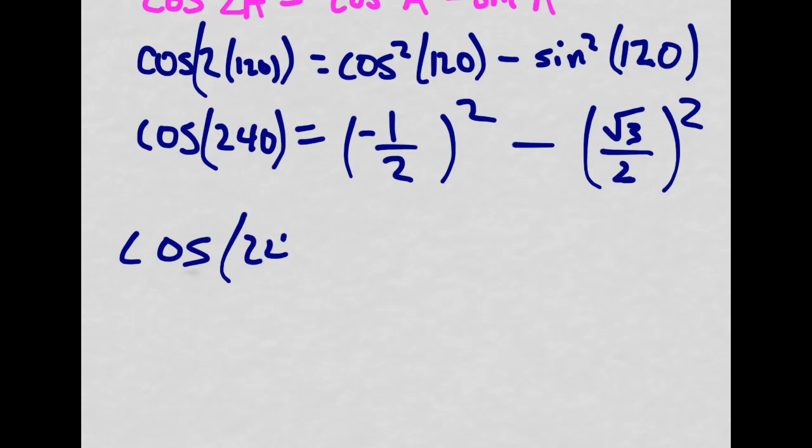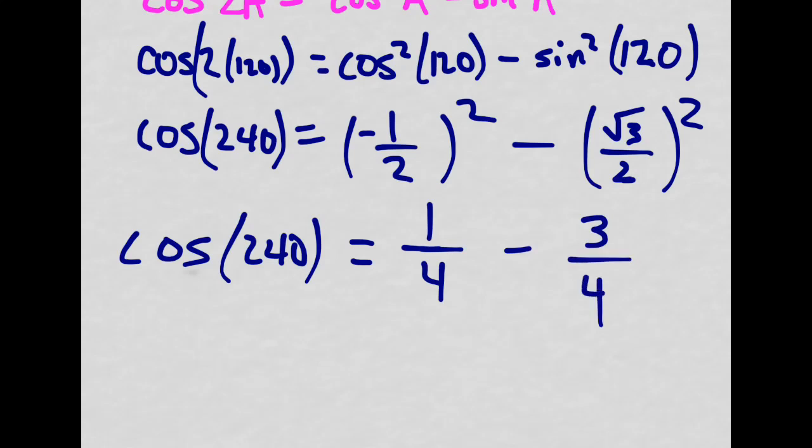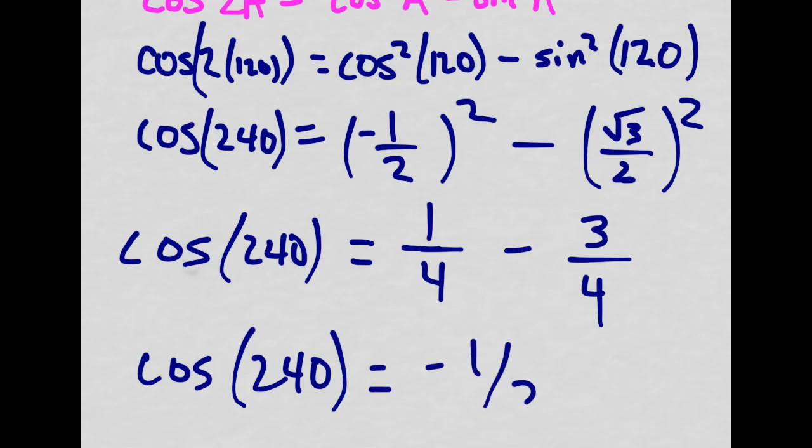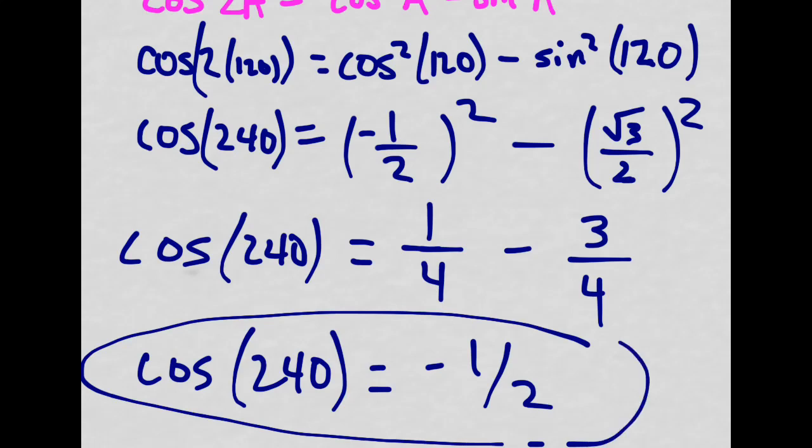Then from there it's just multiplying it out. Cosine of 240 is equal to 1/2 squared, which is 1/4. Negative 1/2 squared is 1/4, minus the square root of 3 over 2 squared, so 3 over 4. So the cosine of 240 is 1 minus 3, since they have a common denominator. 1 minus 3 is negative 2 over 4, which is negative 1/2.